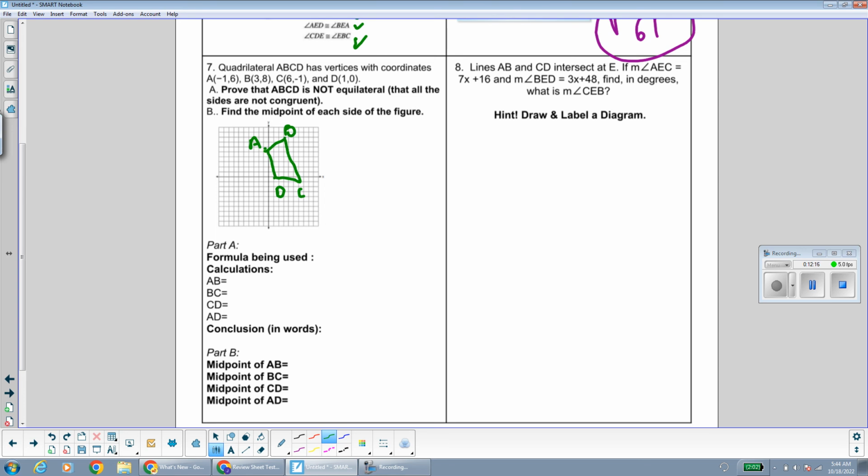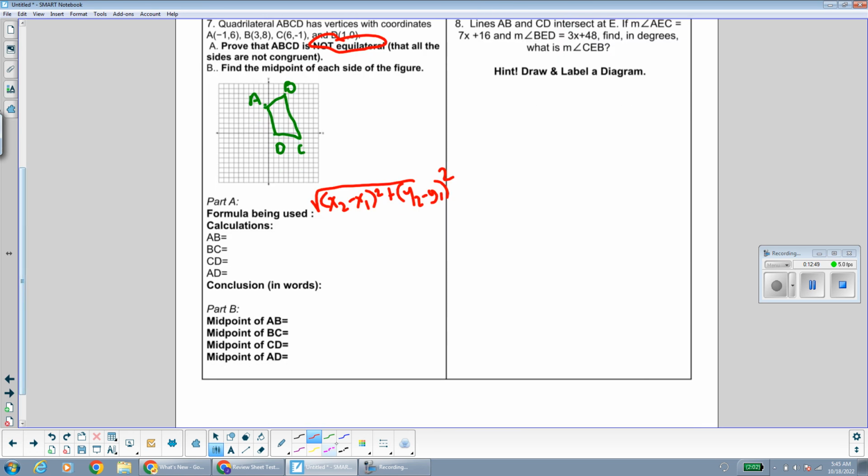So we can see that this is a four-sided shape, and we can see that the sides are AB, BC, CD, and AD. In part A, we're showing that it's not equilateral, that all the sides are not equal. So we want to find the lengths of each of the sides. So that's going to be distance formula. I'm going to go with AB first.